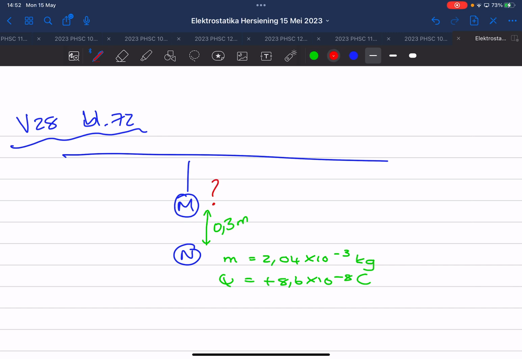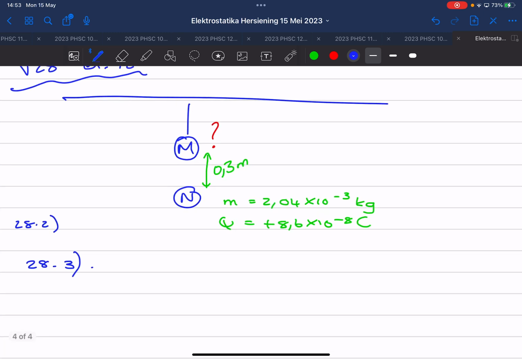Goed, nou vra hulle vir jou, stel Coulomb se wet in woorde. Okay. Dan wil ek eers vraag, I first want to do question 28.3 before I do 28.2. Okay. 28.3 vra hulle vir jou, teken 'n benoemde vrye kragte diagram van die kragte op N en jy sien dit tel 2 punte. 2 marks, 2 forces. Okay, now N, because they say it has a mass, hy het 'n massa en wat ook al, weet jy die gravitasiekrag trek hom aan, gravitational force pulls it down.